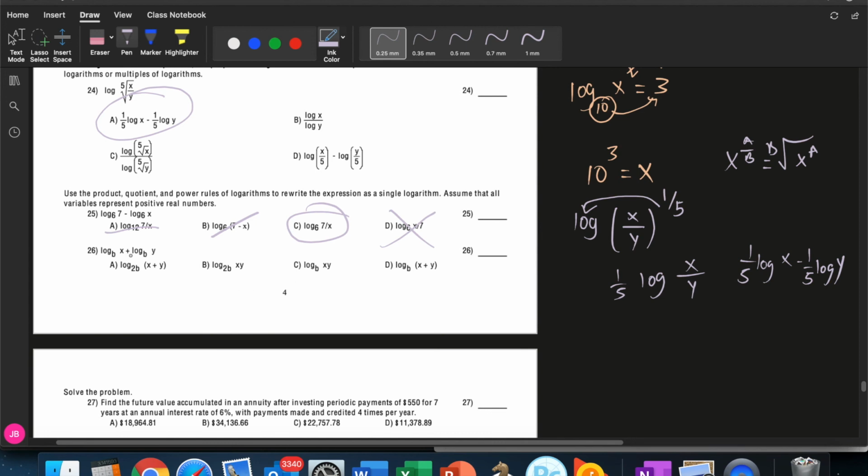Here we have the exact same thing, right? But now since we're adding, we're actually going to go ahead and multiply them. So log base b of x plus log base b of y. Okay, we need to have a base b, not 2b, and we're not adding them. It has to be log base b of x times y.